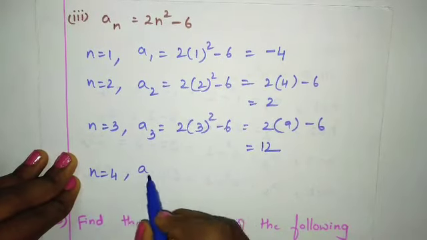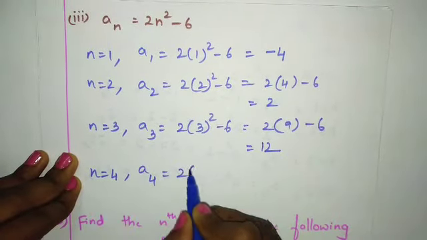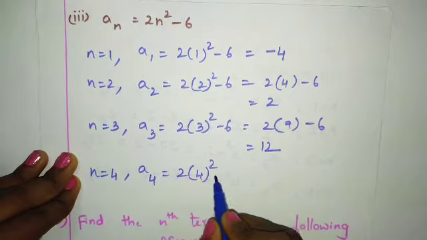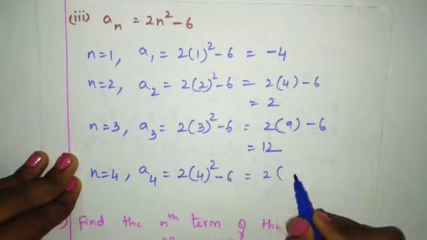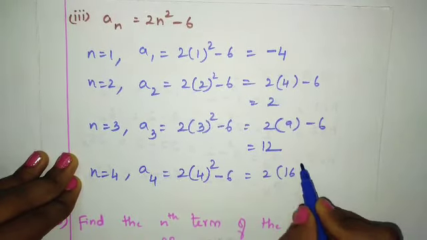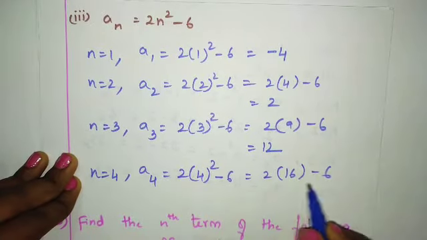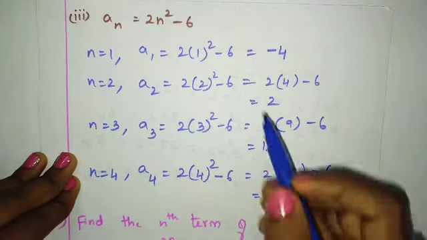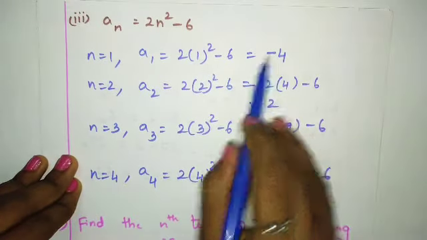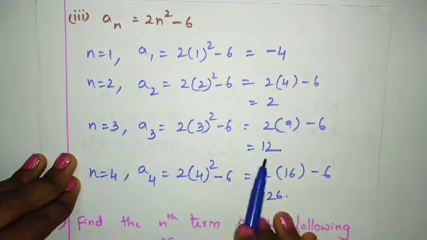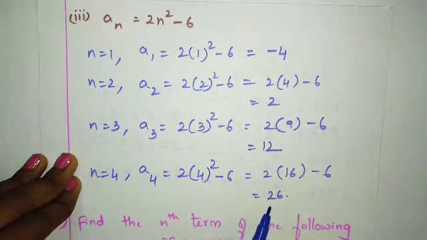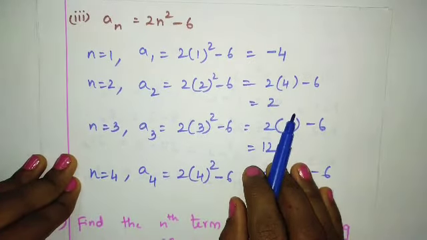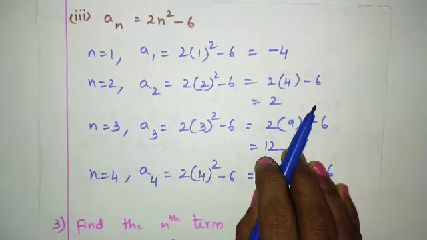Next, n is equal to 4. That is A4. That is 2 into 4 square minus 6. That is 2 into 16, minus 6. So 16 2s are 32. 32 minus 6 is 26. So your A1 is minus 4, A2 is 2, A3 is 12, A4 is 26. So this is your 4 terms. Next we'll see the third sum.